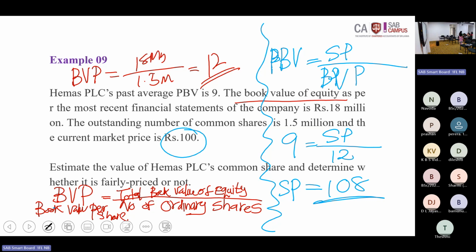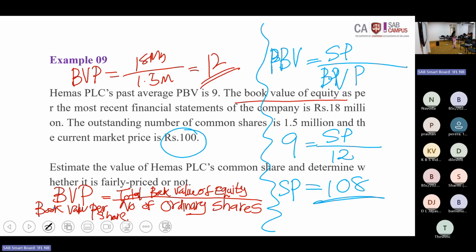Okay. Let's see those who got the concept. Underpriced, fair. Raise your hand, those who have identified the underpriced, undervalued concept. Okay, good. Those who can't understand that one, raise your hand.